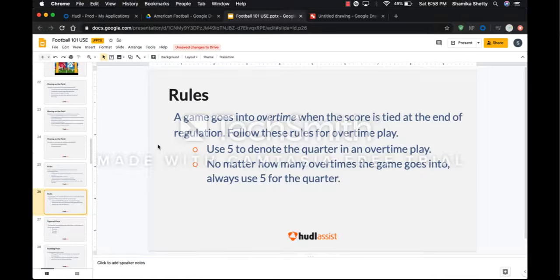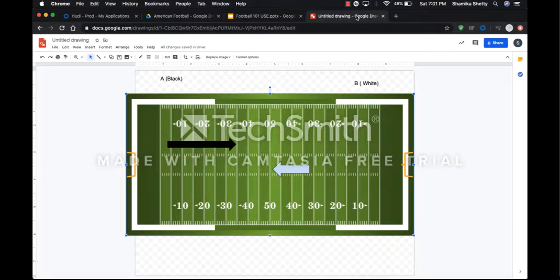Like we had discussed, an American football game has 4 quarters. A game goes into overtime when the score is tied at the end of regulation. After the 4 quarters are played, if both teams are tied, the game will go into overtime. To understand this, let's go back to our image. So let's understand that our game of American football will always start with a kickoff.